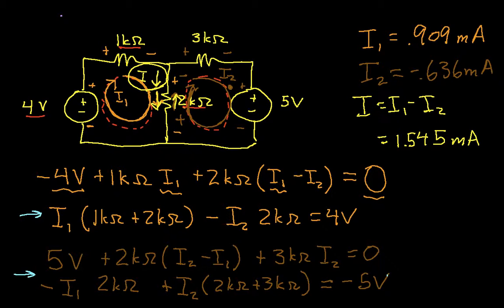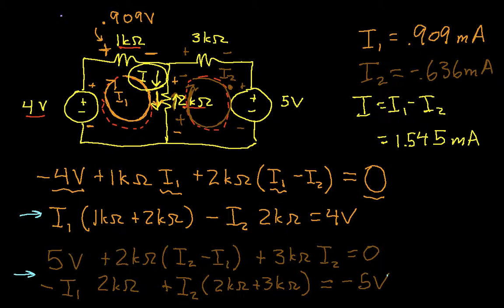I could also ask, what's the voltage across this 1 k ohm resistor, for example? Suppose I need to know that. Well, that is going to be 1 k ohms times I1. So 1 k ohms times I1 will be 0.909 volts. Okay, so that pretty much wraps up the introduction to mesh analysis.